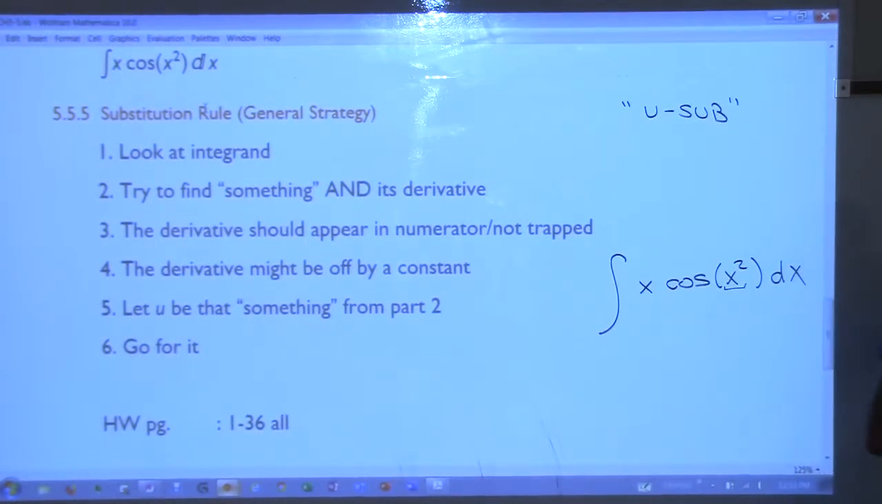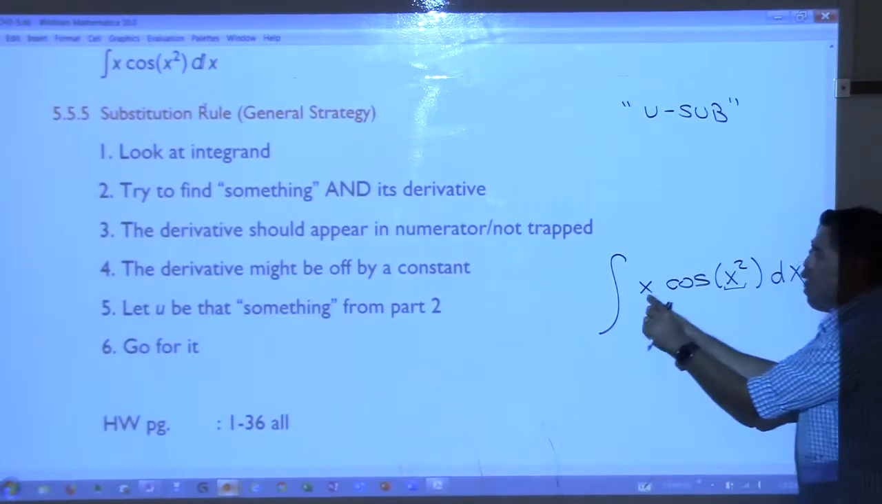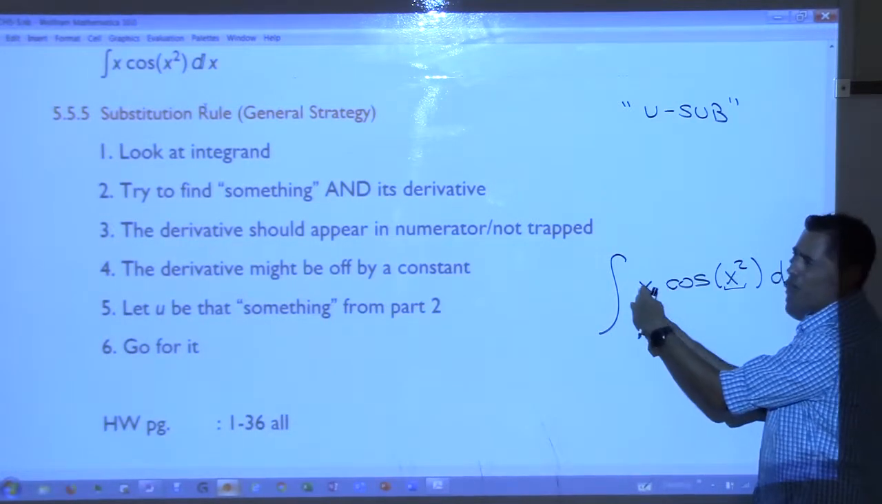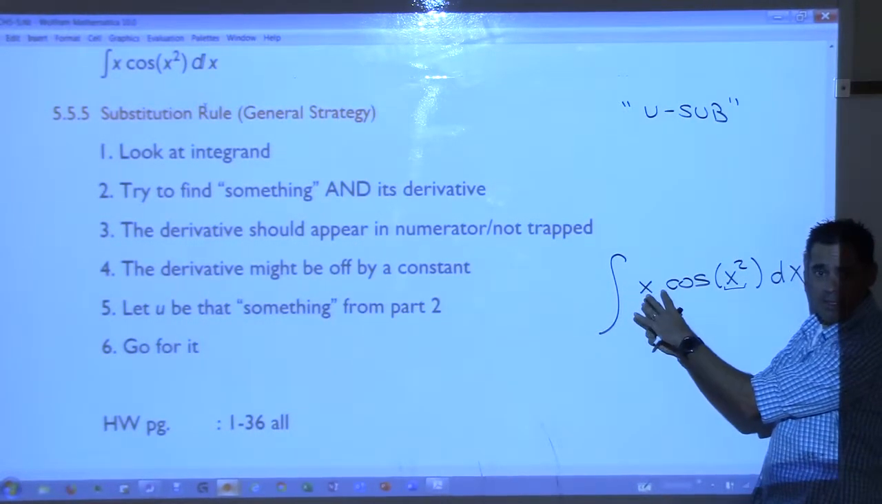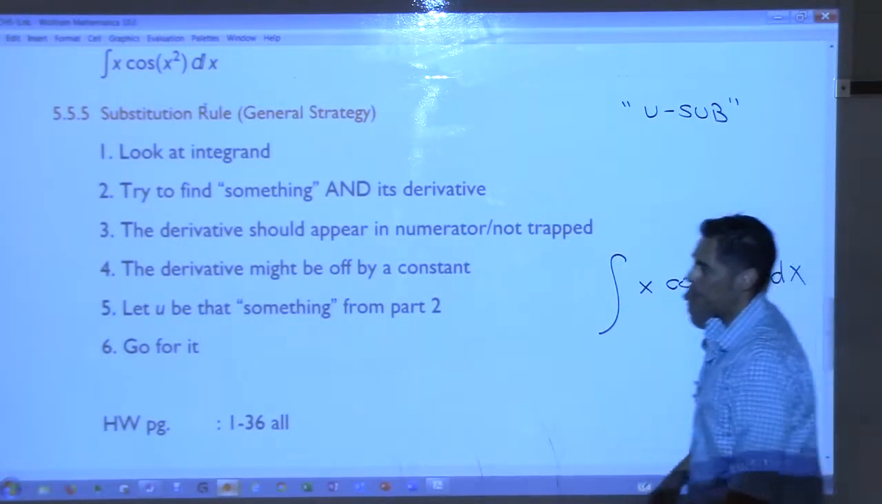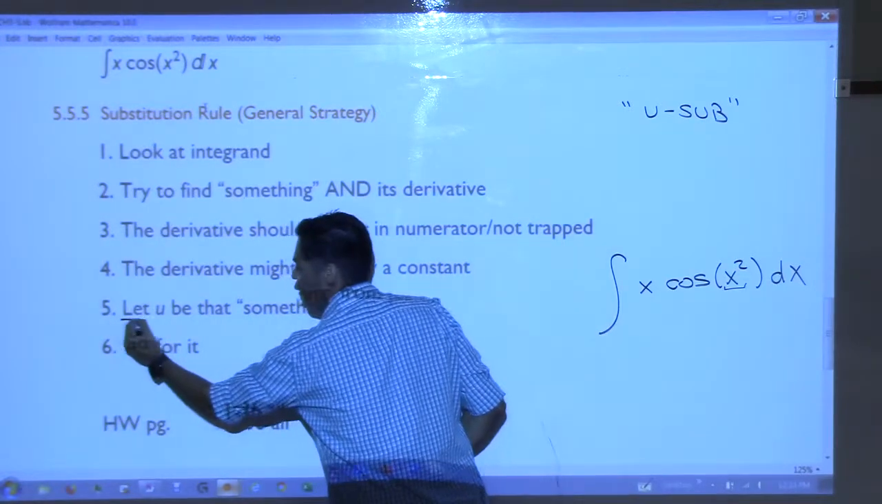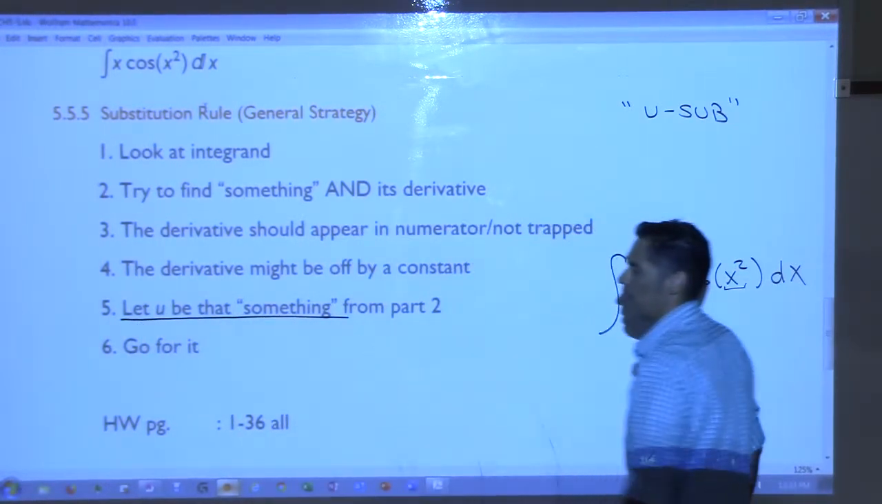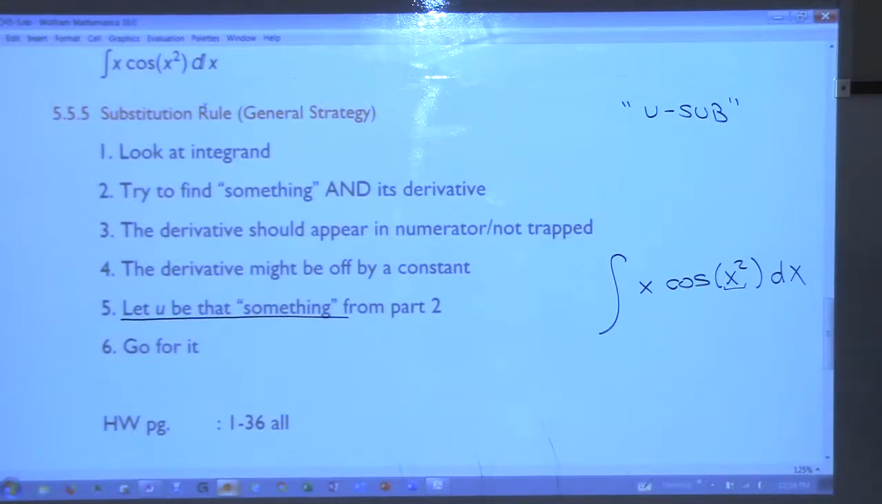So I've identified something in the problem. I see its derivative. It's not trapped. It's off by a constant. I'm good to go, right? According to the first four things here. So the next step is for us to make a substitution. We're going to let u be that something. That's something that we saw. What was the something we saw? X squared, right? So here we go. This is the actual technique. I'm going to now say, let u be x squared. I think I'm going to start this on a clean sheet.